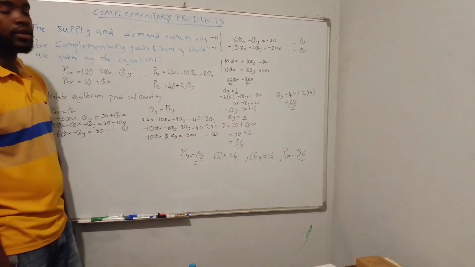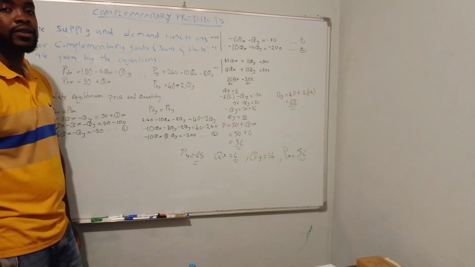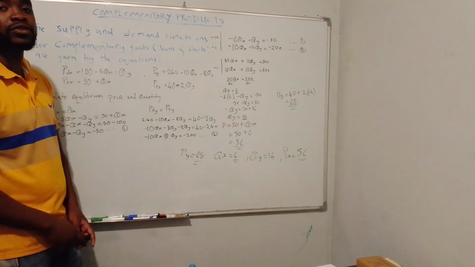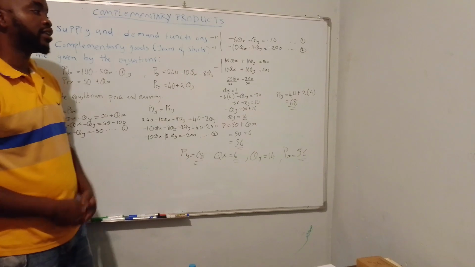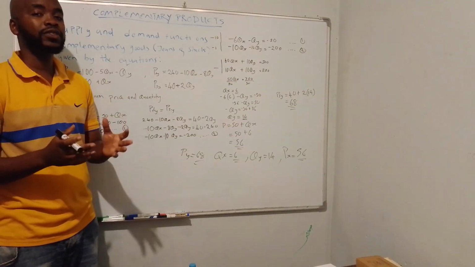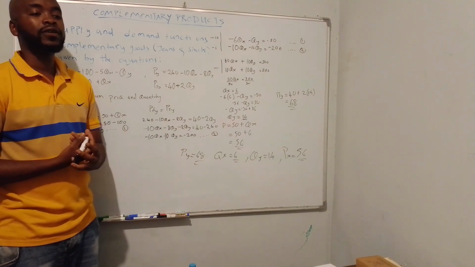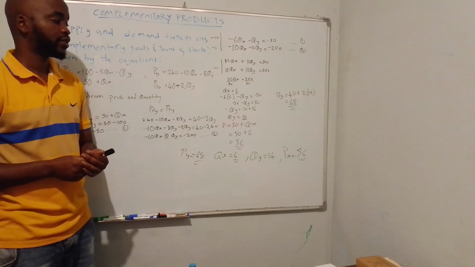So this is how you solve such equations, the supply and demand functions for complementary goods. You have to solve them simultaneously. At other times, you're going to encounter questions like this with three variables. You do the same thing, but then you use the method of solving a system of equations with 3 variables.